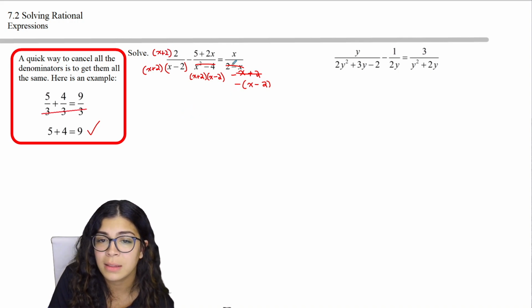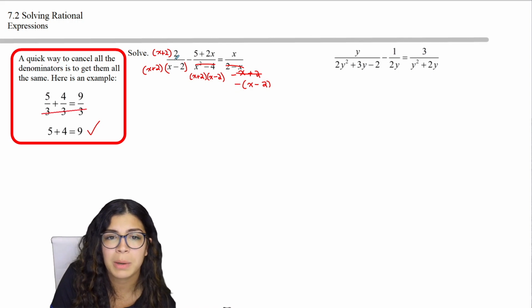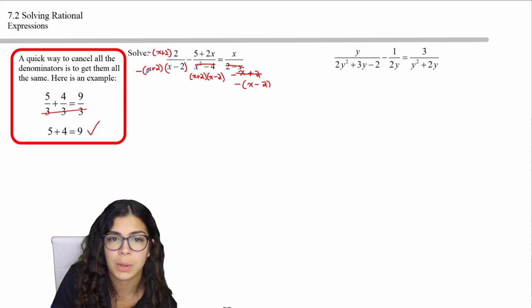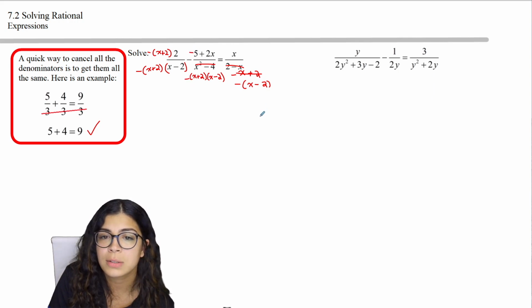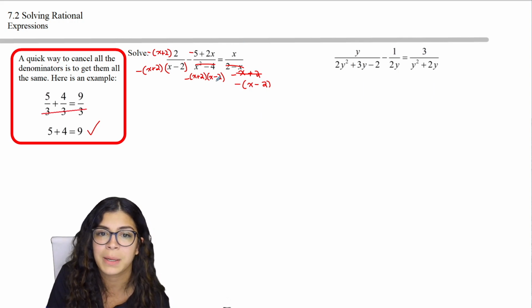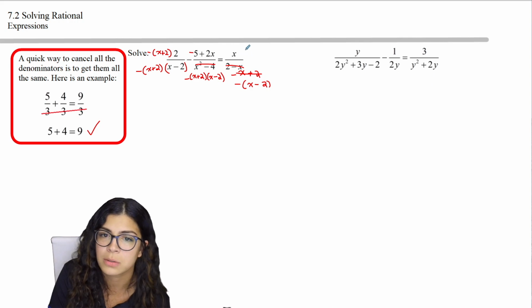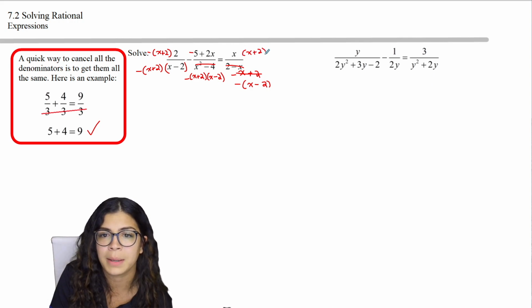I also see that in this fraction there was a negative, so I'm going to multiply top and bottom by a negative as well. Okay, for this fraction we're missing a negative, so I'm going to multiply top and bottom by a negative. And I also see that in this fraction I have the negative and I have the x minus 2, I'm missing the factor of x plus 2. So I'm going to multiply top and bottom by x plus 2.